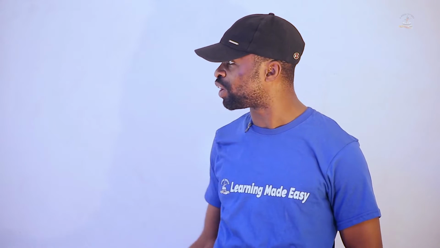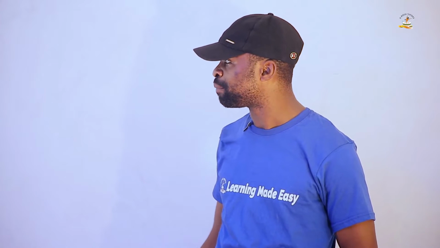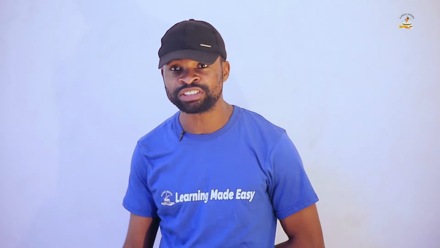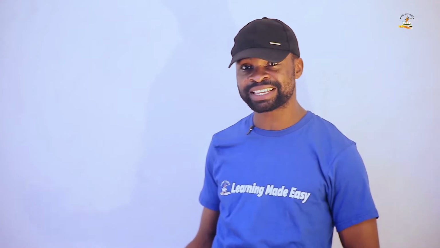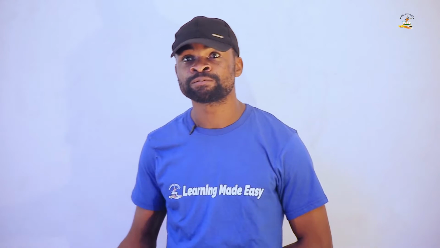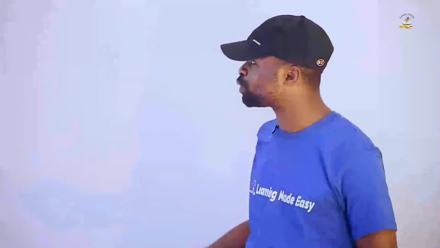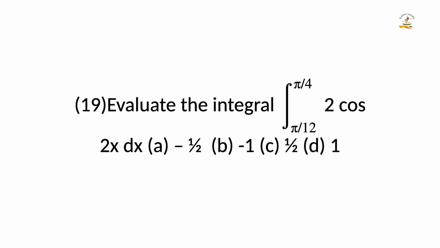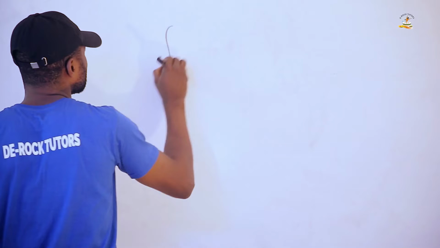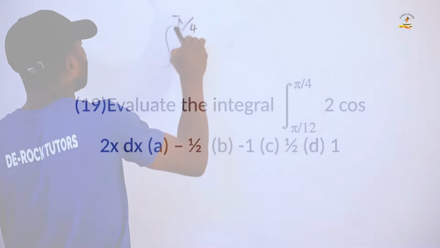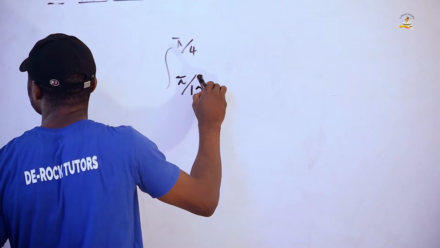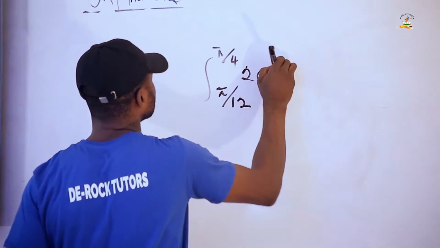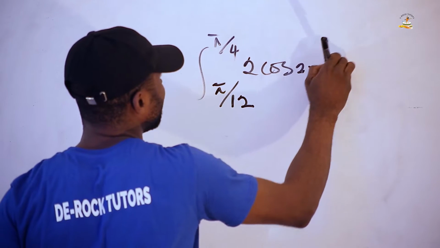This question is no longer on binary operation, but on integration. So I'm going to be taking the next 10 questions on integration. And the first question we are going to consider under this integration is the integral from pi over 12 to pi over 4 of 2 cos 2x dx.